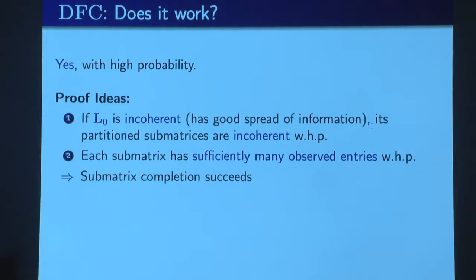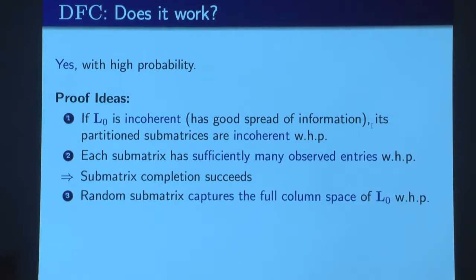That is, you'll do a good job at completing the submatrix. And then finally, you need that one of those random submatrices, one of those C1s, captures the full column space of L0 with high probability, so that when you project onto it, you still get a good approximation.